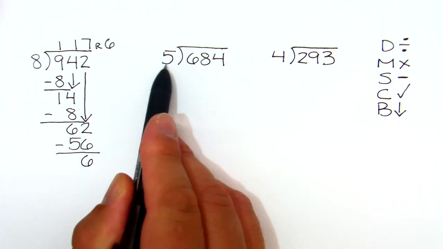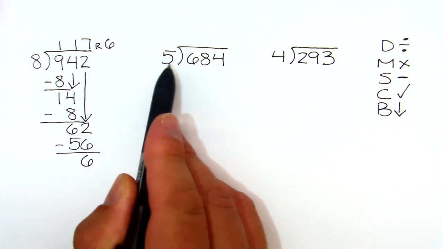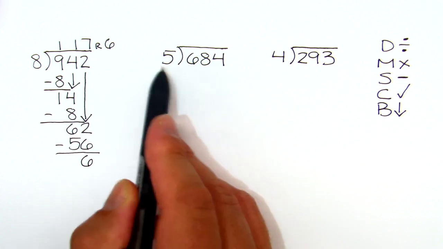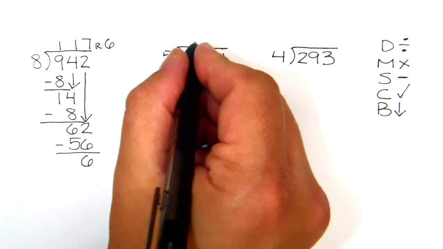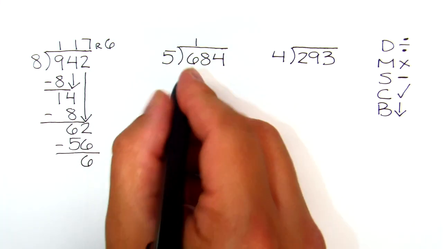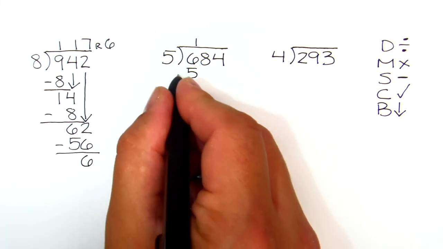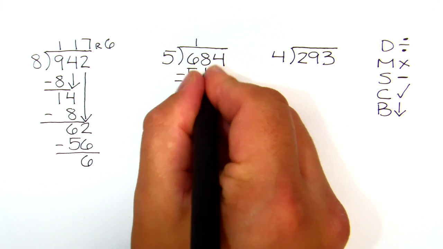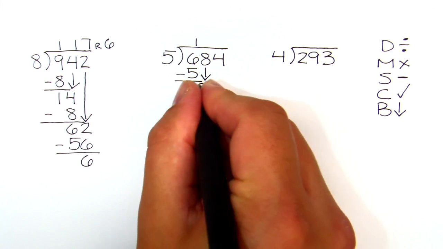For this next one, 684 divided by 5. You always check, can the divisor go into the first digit? If it can, start there. If it can't, you can skip and go for the first 2. But 5 can go into 6 one time. That's division. Now we multiply. 1 times 5 is 5. And now we subtract, and there's 100 left over. We're gonna convert that 100 into 10 tens and bring down this 8.